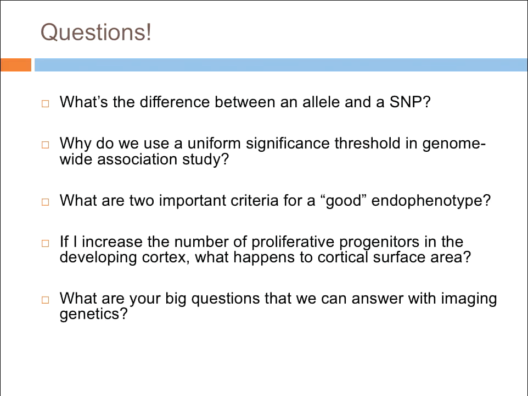Why do we use a uniform significance threshold in a genome-wide association study? Correct, multiple comparisons across 1 million regions of the genome. Things replicate after you use this statistical significance threshold in general. So most things have replicated with this threshold.